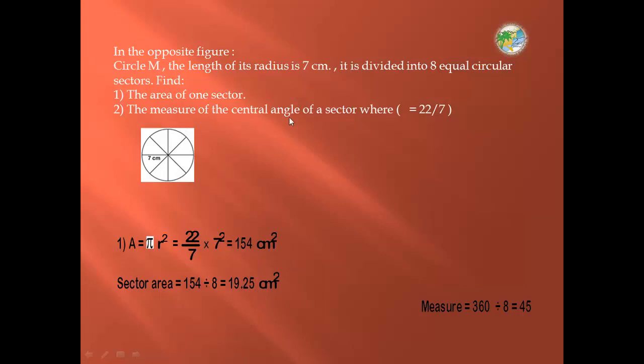What is the measure of the central angle of the sector? It is divided into 8 sectors, right? So 360 divided by 8 equals 45. Okay, if we want the measure of the central angle of a sector divided into 8 equal circular sectors, we divide 360 by 8, which equals 45 degrees.